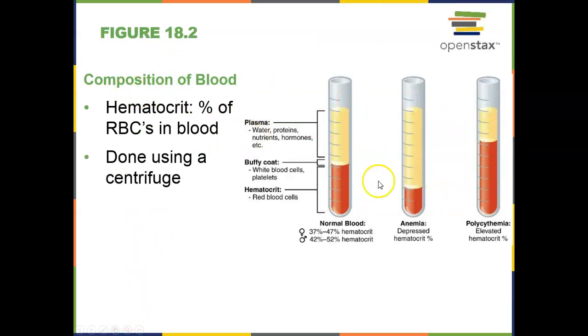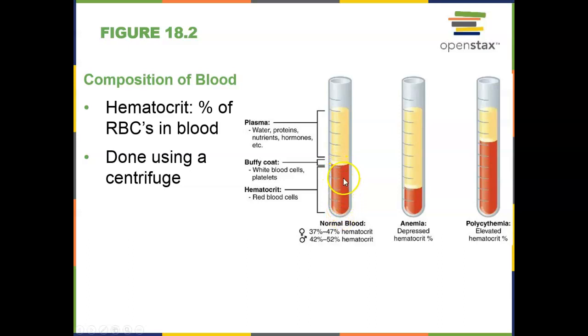This is a centrifuged tube. So a centrifuge is what we use. It's a machine that spins blood, and then it allows us to see the composition of blood. So the hematocrit can be identified using a centrifuge. And so a hematocrit is the percentage of red blood cells in blood.